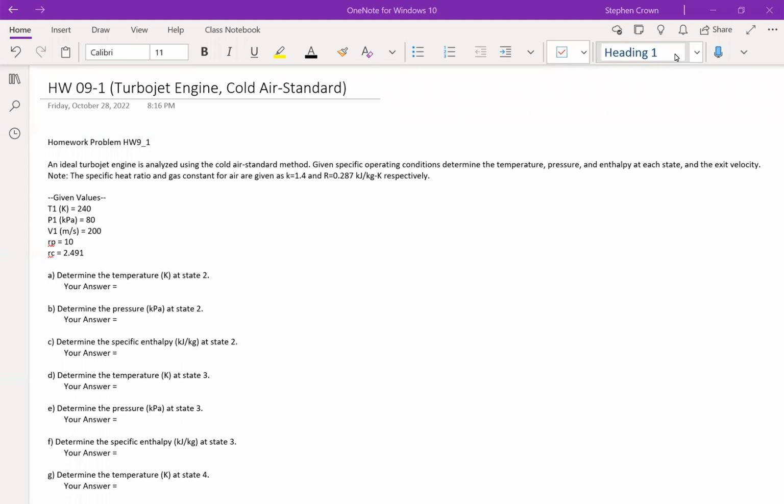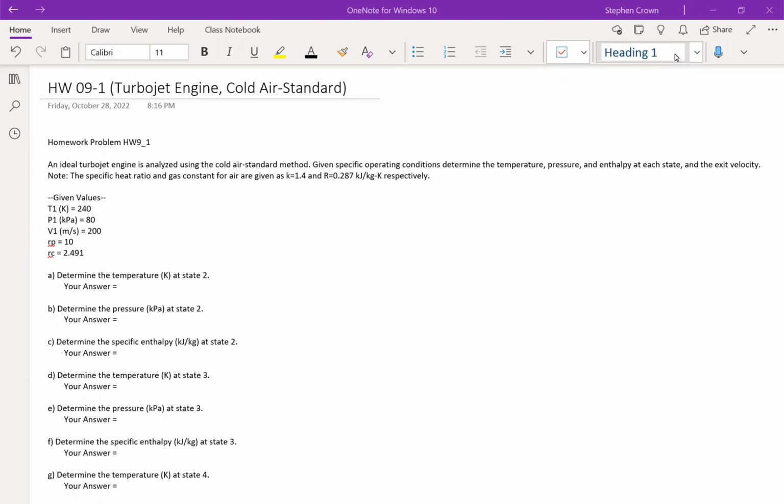9.1 is a turbojet engine. Let's take a look at this problem. An ideal turbojet engine is analyzed using the cold air standard method. Given specific operating conditions, determine the temperature, pressure, and enthalpy at each state and the exit velocity.